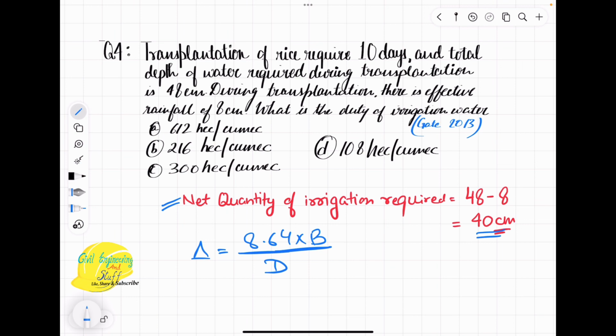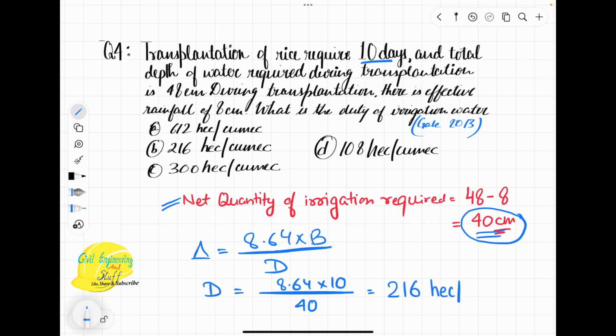We have to find out the duty. So duty will be equal to 8.64 B by delta. B is given as 10 days. Delta is 40 centimeter, that is the depth for which we are going to go for the irrigation. So solve it. What will be the value that will come out? The value will be 216 hectare per cumec.